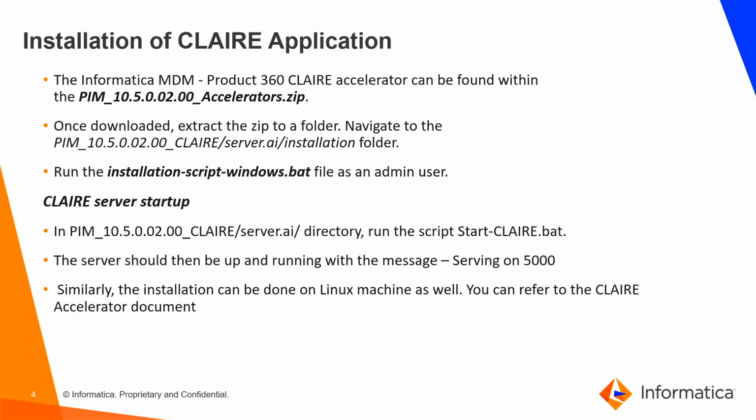You can find the Claire related applications within the accelerator zip file that is available to download from the network portal. Once you extract it, you can navigate to the pim Claire server AI installation directory and run the installation script windows.bat file. This will install the libraries that are required to run the Claire service. Then you can click on the start claire.bat file to start the Claire service, which is present under the Claire server AI directory.